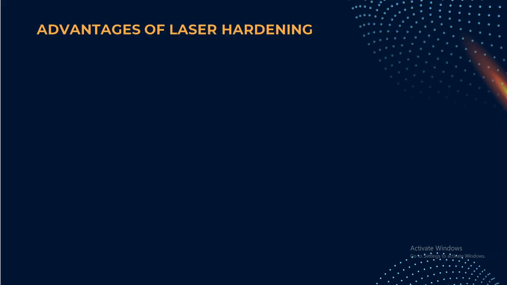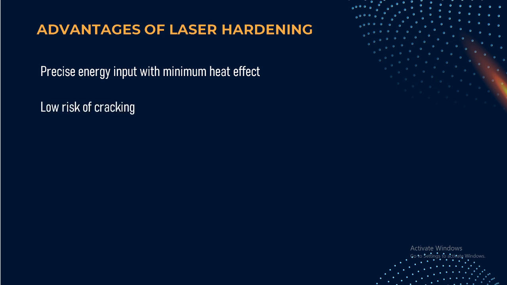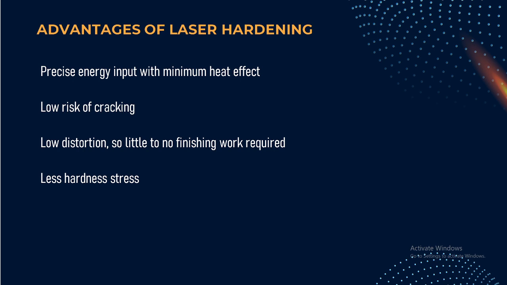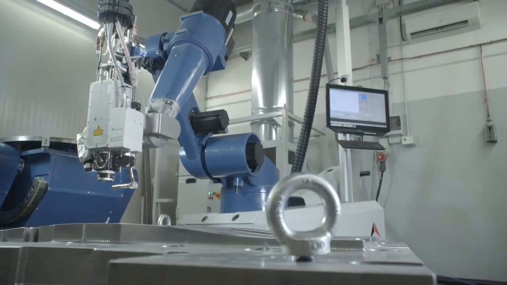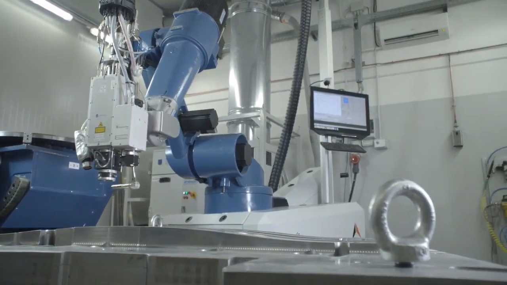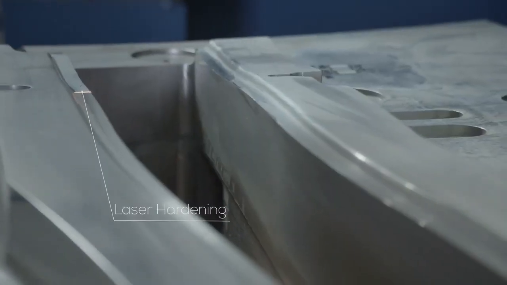Advantages of laser hardening. Precise energy input with minimum heat effect. Low risk of cracking. Low distortion, so little to no finishing work required. Less hardness stress. No media required for quenching. The laser hardening process is suitable for nearly any steel or cast iron that contains carbon.